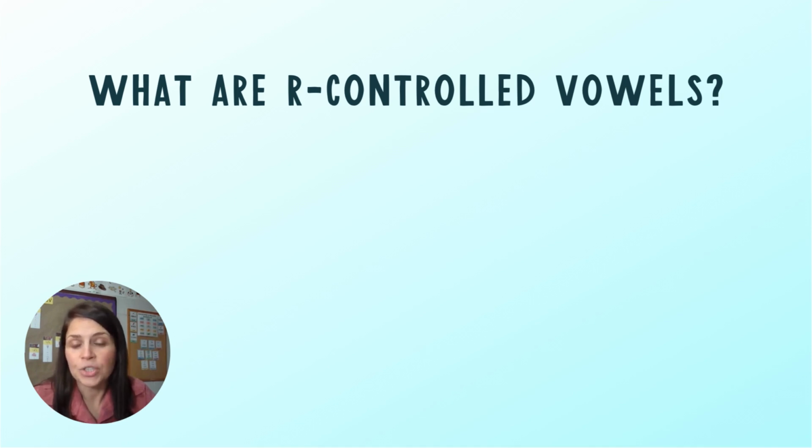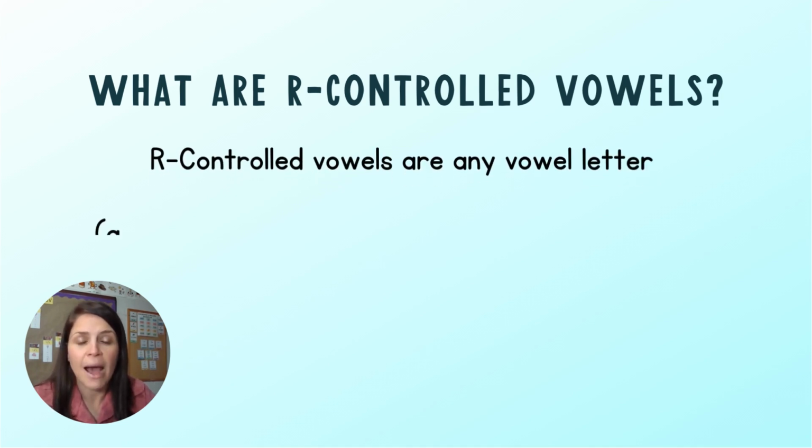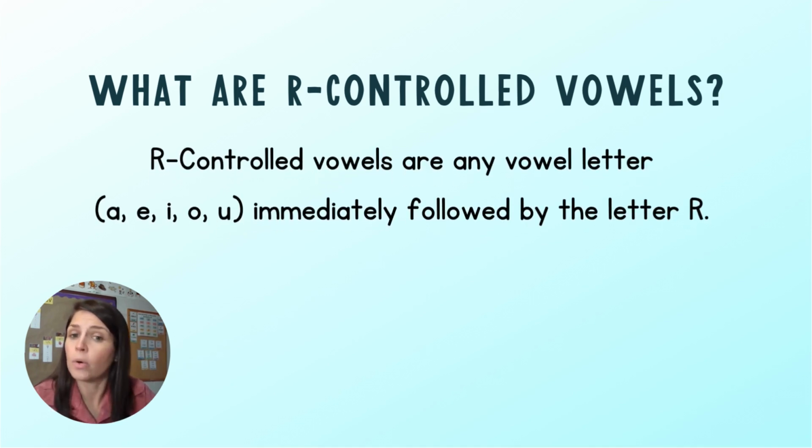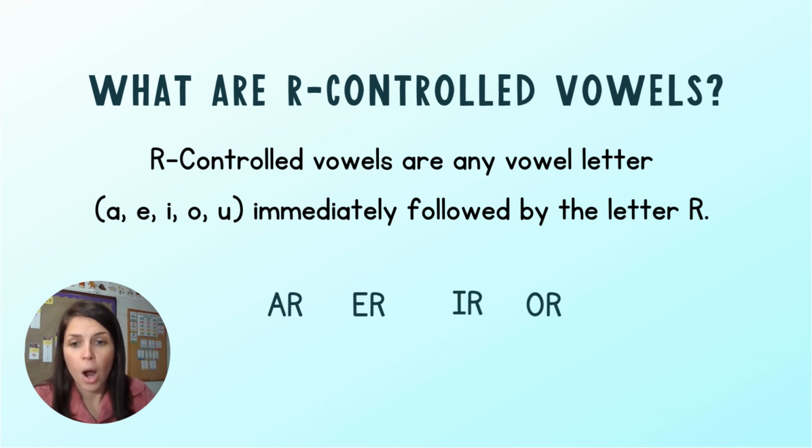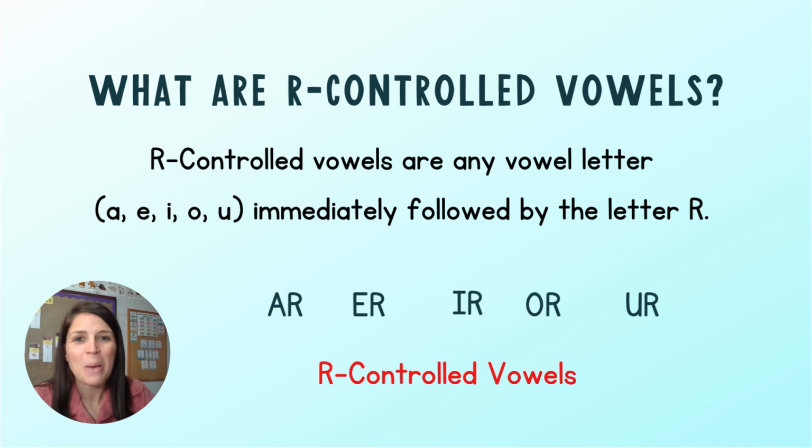An easy definition is that our controlled vowels are any vowel letter, A, E, I, O, or U, that is immediately followed by the letter R. So, AR, ER, IR, OR, and UR. These are all R controlled vowels. My students are blown away when I tell them that R can be a vowel. It definitely can when you have a vowel followed by the letter R. The R is part of the vowel. These are called R controlled vowels.